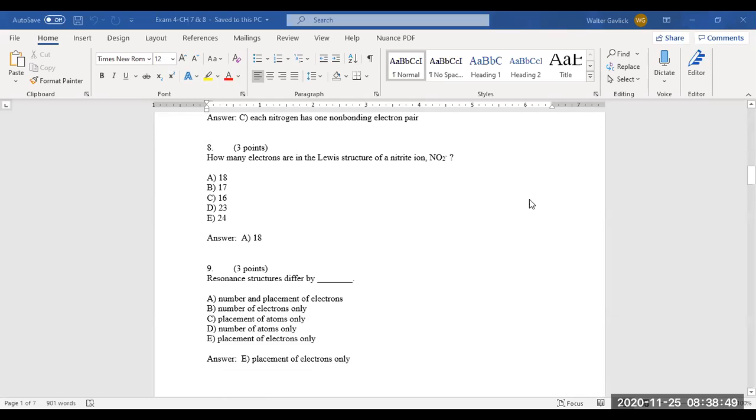Number 8, how many electrons are in the Lewis structure of the nitrite ion, NO2 minus? The nitrogen contributes 5. Each of those oxygens contributes 6, so that's 12 from the oxygens. And then you needed to remember that because it's negatively charged, there's one additional electron that it's picked up. If you add all that up, you get a value of 18.